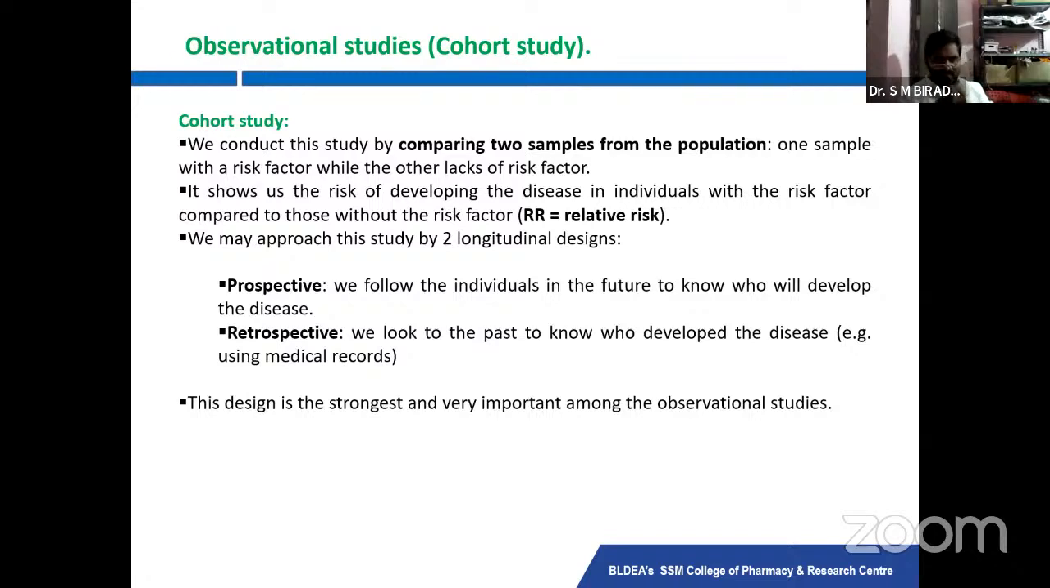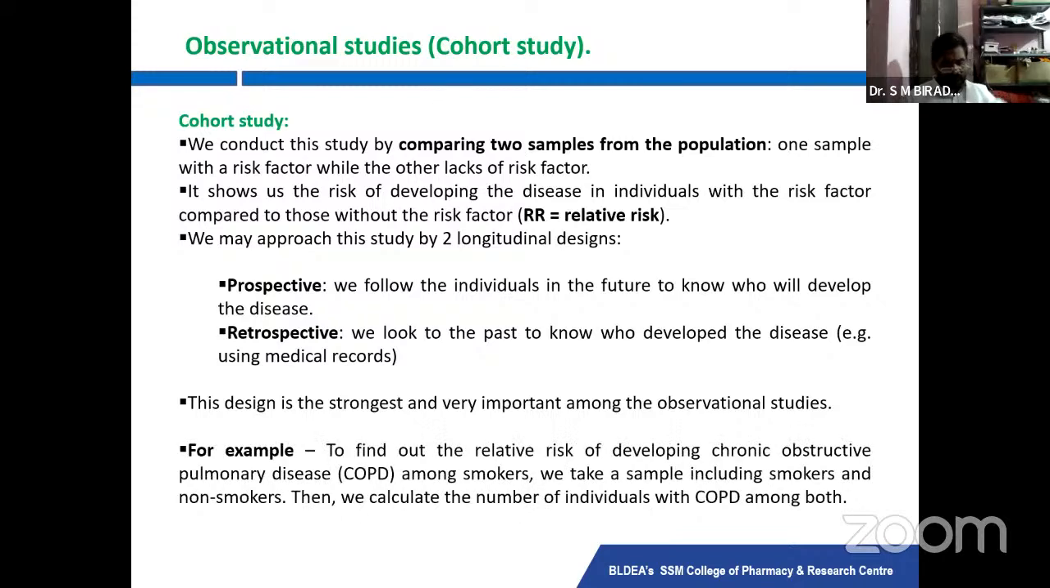The definition says that in prospective, we follow the individuals in the future and current to know who will develop the disease. In retrospective, we look to the past to know who developed the disease because of what risk factors. So we can conduct a cohort study as a prospective study or as a retrospective study. Here is one example: to find out the relative risk of developing chronic obstructive pulmonary disease, that is COPD, among smokers, we take samples including smokers and non-smokers.